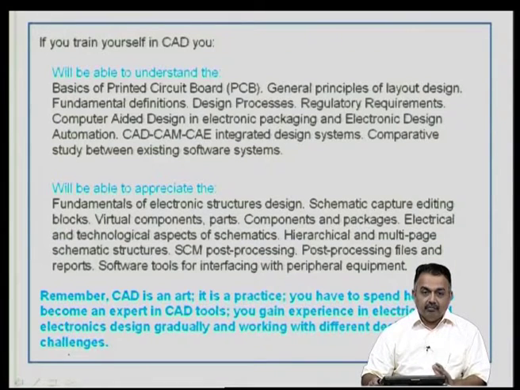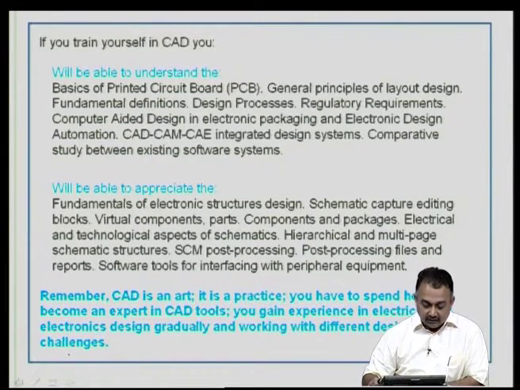The tools and the menu and the commands may be different for different software, but the approach of designing a particular printed wiring board design is almost the same. Only thing is, some may be low end, some may be high end software, and cost obviously is an issue.